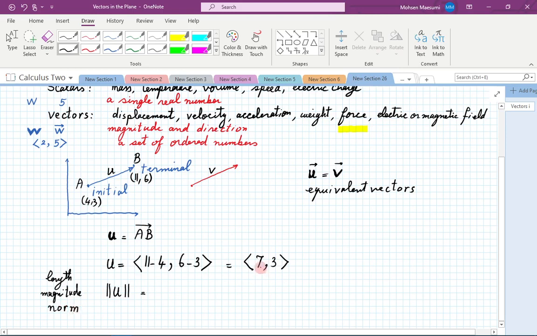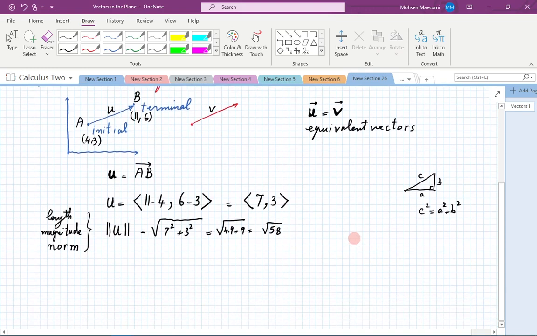So what's the norm? That's exactly what you remember from Algebra 1 maybe 4 or 5 years ago, where you apply the Pythagorean theorem. If you have a right triangle with sides A and B and a hypotenuse C, you know this most famous formula in mathematics, that the hypotenuse squared is the sum of the squares of the two legs. So here we do the same thing: 7 squared plus 3 squared, 49 plus 9, and that is the square root of 58. So length, magnitude, or norm is shown by this notation.